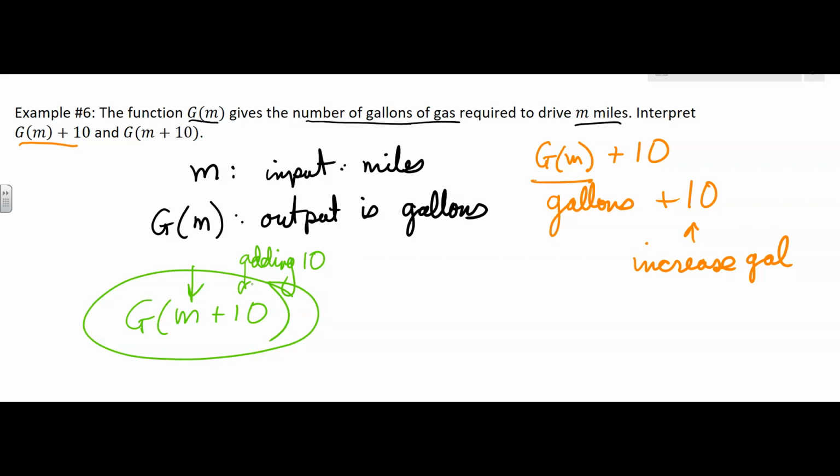So in the first one, we're increasing the gallons of gas that we need by 10. But in this other one, we're increasing the number of miles that we're basing the gallons of gas on. Okay. So I would look that up in the book to see how they explain it as well, because it might help to have two interpretations.